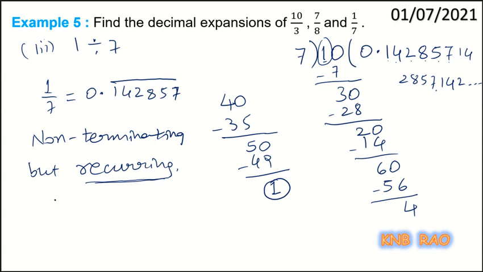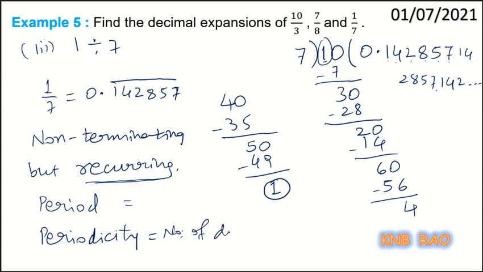Let me tell you, here you have got period and periodicity. Here the number of digits repeating, the number of digits recurring, will be called periodicity, and the digits repeating in the same order will be called period.